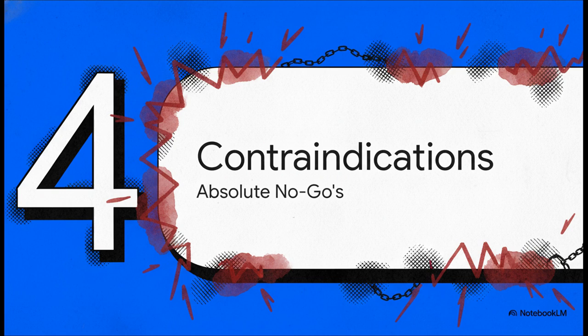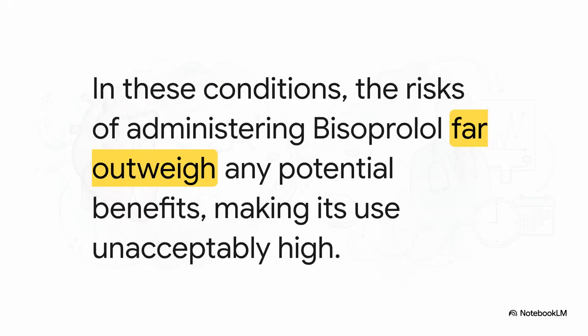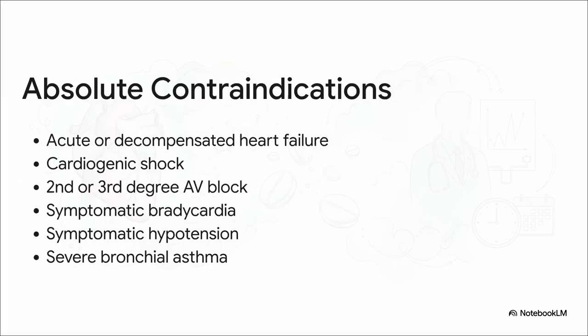Okay, so we've talked about warnings. Now let's get into the absolute contraindications. These are the situations where you just don't use it, period. Simply put, in these cases, the risks are just way too high. It's a no-go. This list is non-negotiable. We're talking about acute or decompensated heart failure, where they need IV inotropes, cardiogenic shock, and serious heart block, like second or third degree. Also, if the patient already has symptomatic bradycardia or hypotension, you can't give it. And, of course, severe asthma is a big one. Even with its selectivity, the risk is just too great.